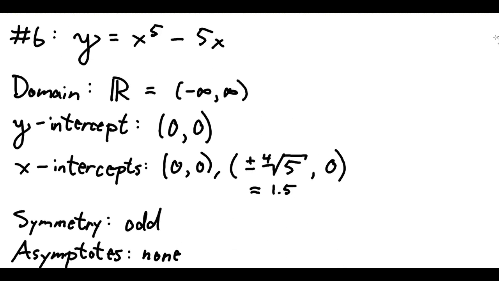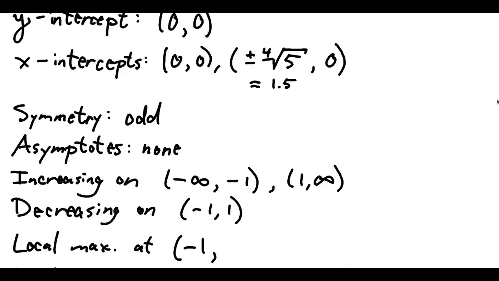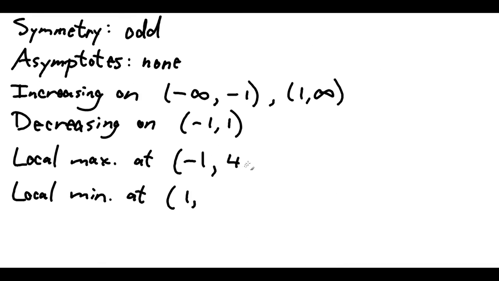We want to know where exactly those points are, so let's evaluate these. Plugging -1 into our original function, we have -1 to the 5th is -1, minus -5 is +5, so we get 4. And similarly, plugging in 1, we have 1 minus 5, giving us -4. So we have these local maximum and local minimum positions there. That takes care of extrema.